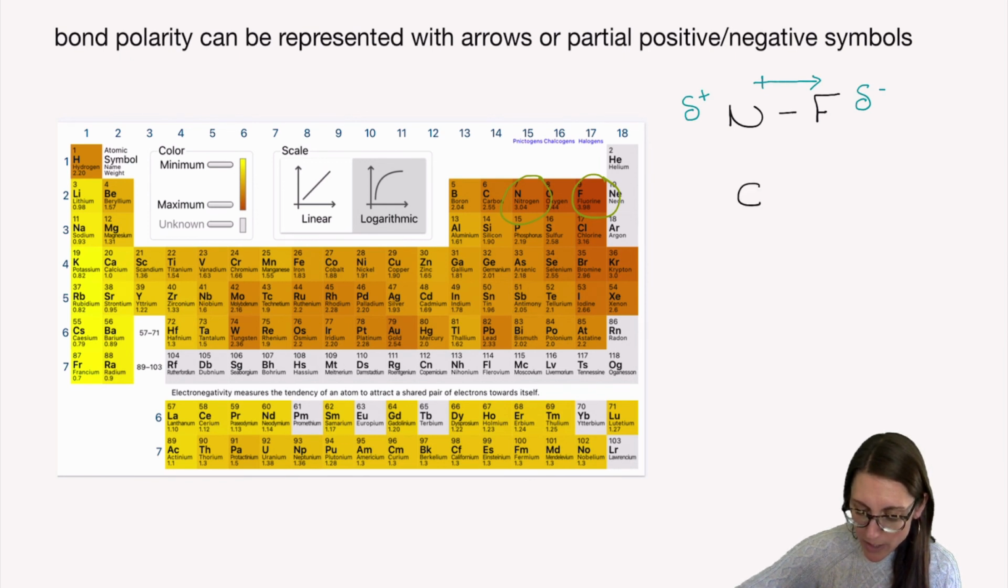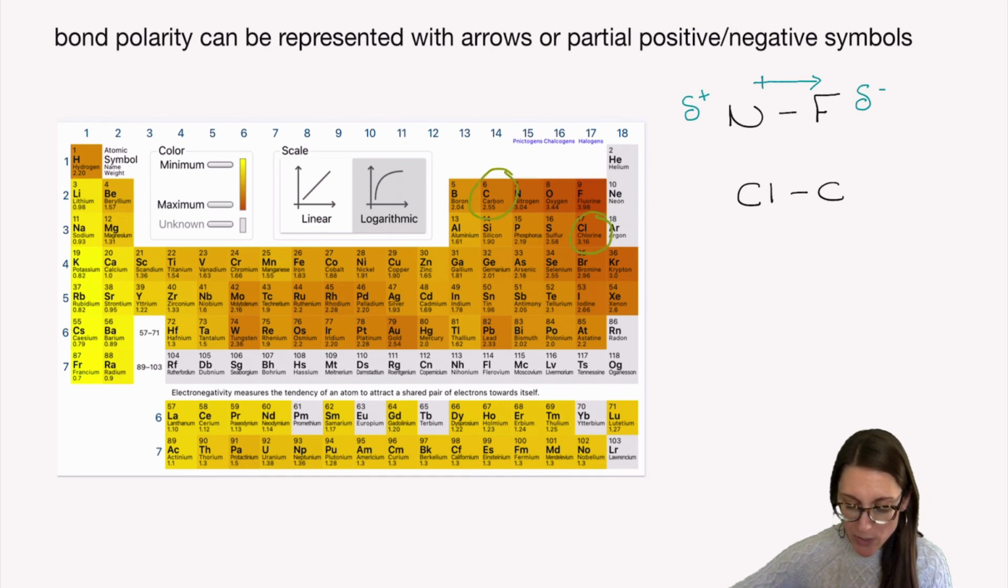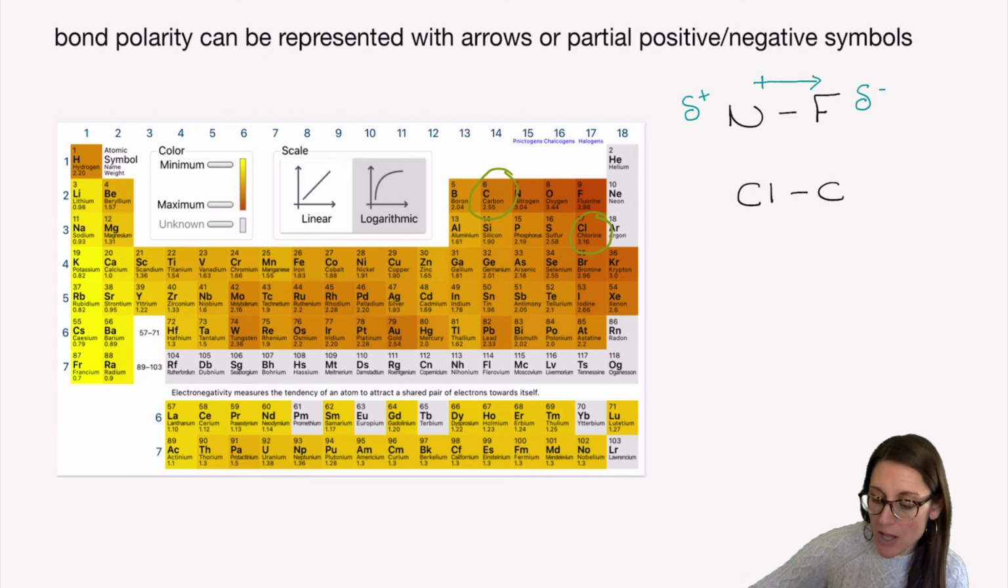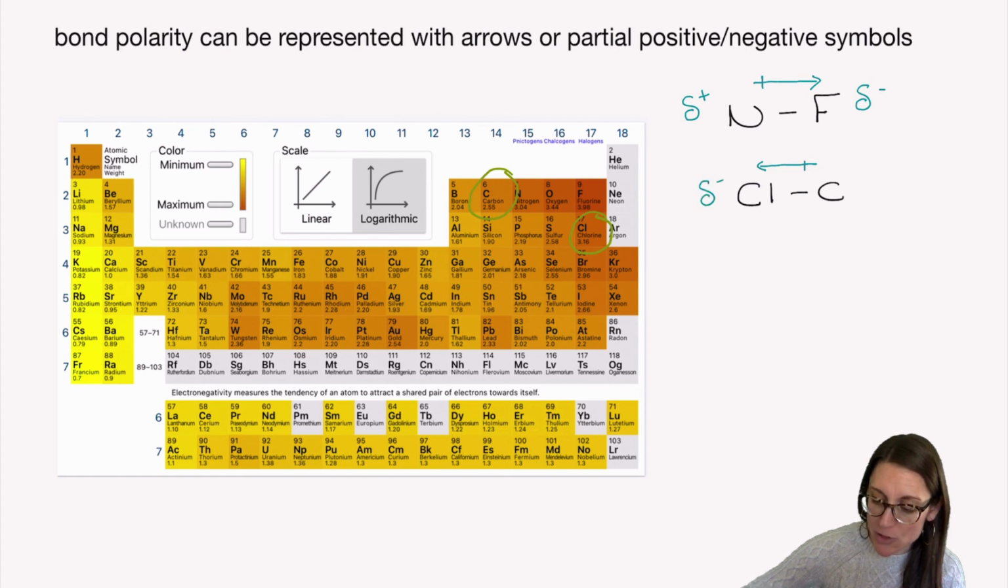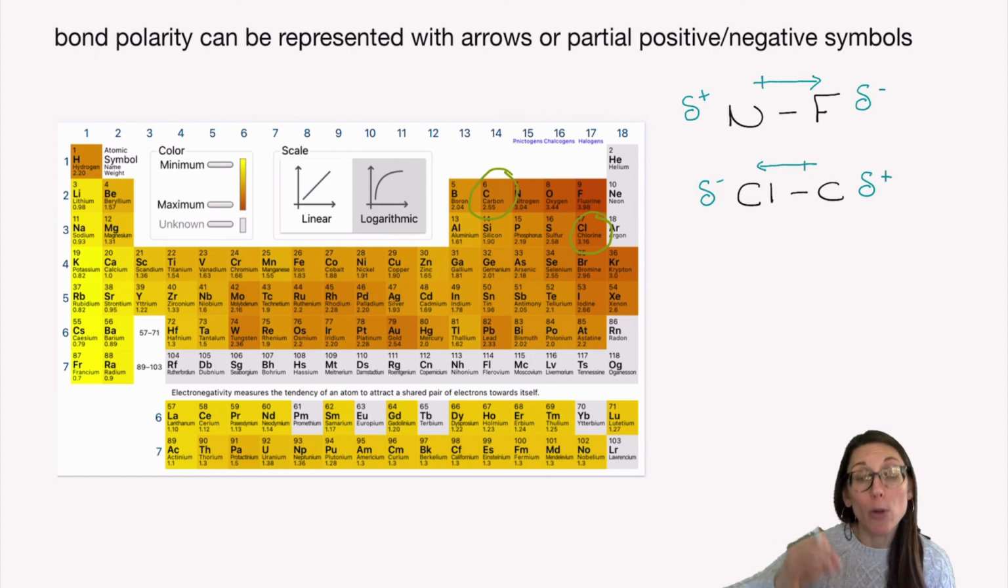Let's take chlorine and carbon. Here again, if I look at my electronegativities, carbon is 2.55, chlorine is 3.16. So I have a difference of electronegativity of about 0.6. This time though, the chlorine's the more electronegative one. So I would show that by drawing an arrow pointing towards the chlorine, because that's the direction the electrons are going to be pulled. And that leaves the chlorine with a partial negative charge and the carbon with a partial positive charge. Again, these are polar bonds. We don't need to draw these arrows. They are officially called dipole moment arrows for things that are non-polar.